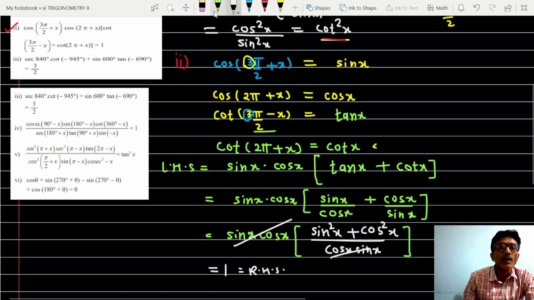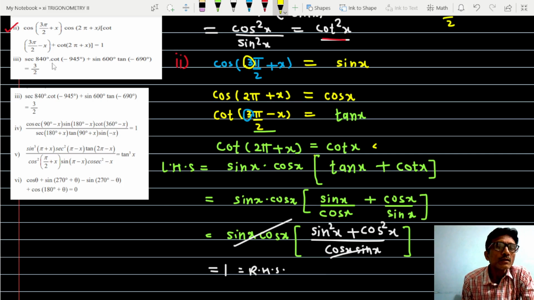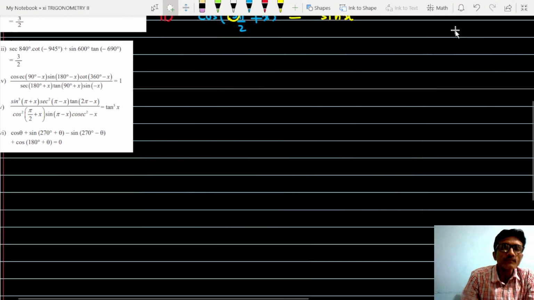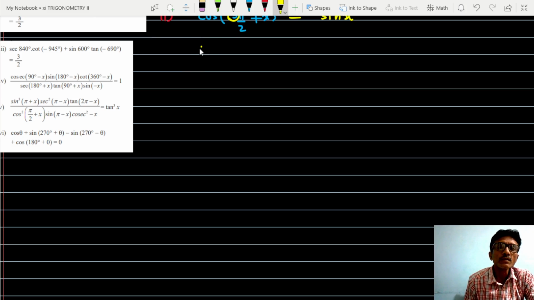Now next question is sec of 840 into cot of minus 940 plus sin 600 degree tan minus 690 degree is equal to what? 3/2 we want to show. So here sec of 840. How we will express 840 degree?